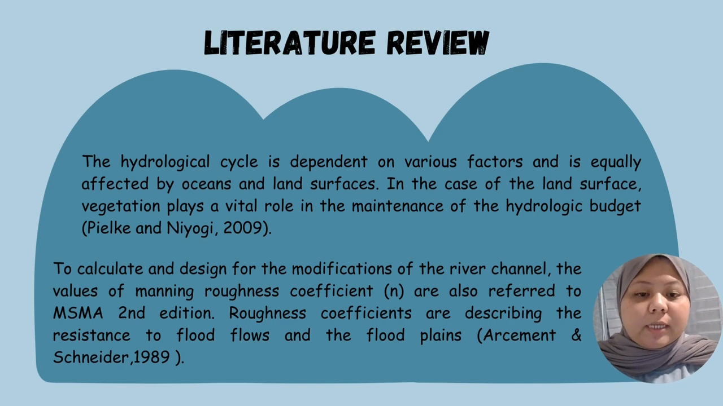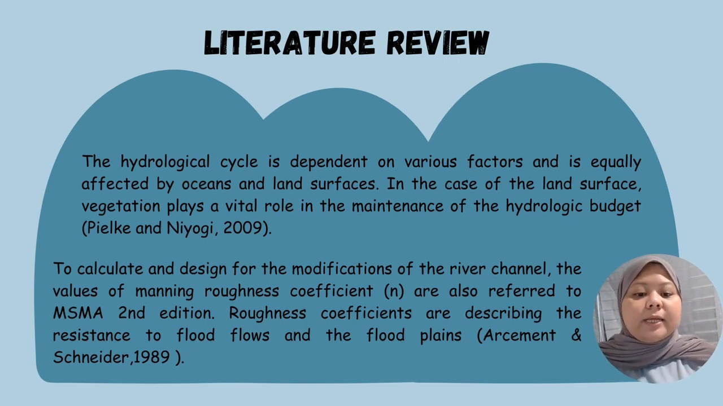Okay, for the literature review, the hydrological cycle is dependent on various factors and is equally affected by oceans and land surfaces. In the case of the land surface, vegetation plays a vital role in the maintenance of the hydrologic budget, set by Pilker and Yogi 2009, and also in calculating and designing for the modification of the river channel. The values of Manning roughness coefficient are also referred to MASMA second edition. Roughness coefficients describe the resistance to flood flows in the floodplains, set by Ahmed and Schneider, 1989.